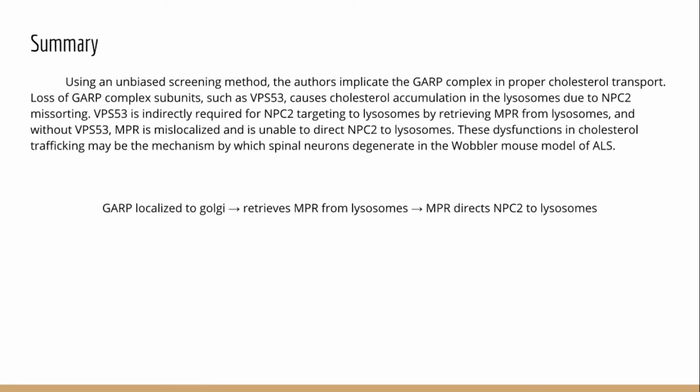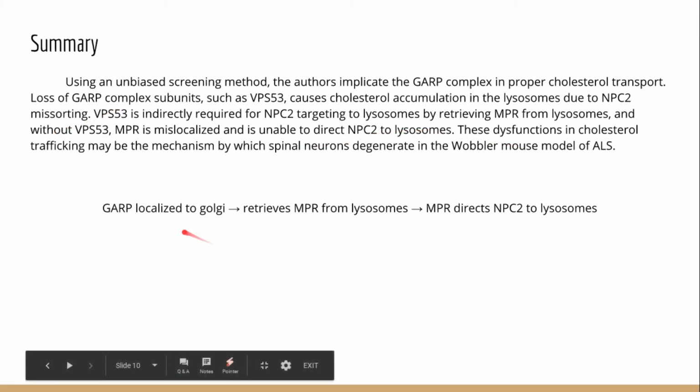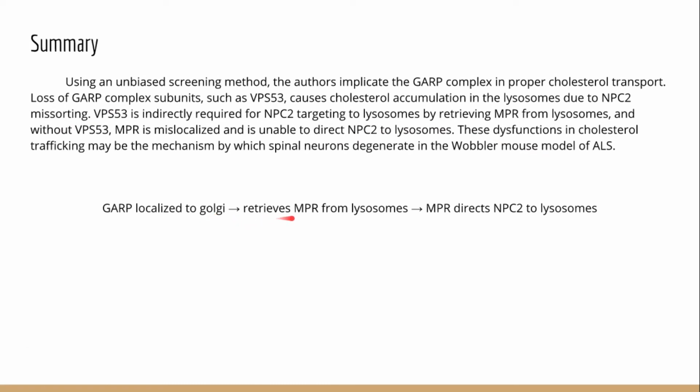So the general pathway that's discovered in this paper is that GARP localizes to the Golgi. GARP retrieves MPR from the lysosomes, and MPR then directs NPC2 to the lysosomes.